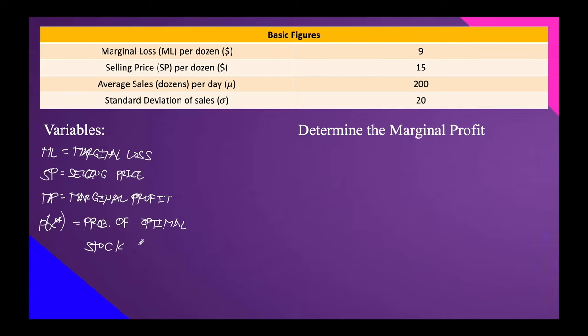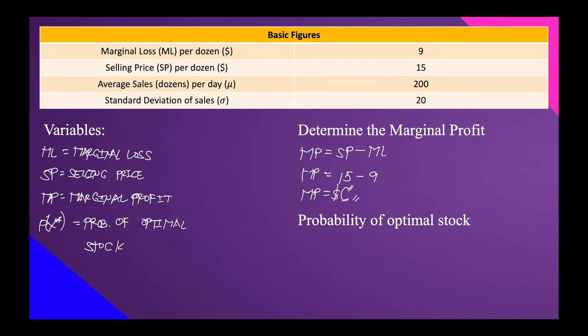First step is to determine the marginal profit. So again, formula for marginal profit is MP equals SP or the selling price minus the ML or the marginal loss. So what will be the value of MP? Let's have this. SP is 15 minus ML 9. So 15 minus 9, ayun yung MP natin, the marginal profit natin, which is equivalent to 6. No? And unit is dollars. So $6.